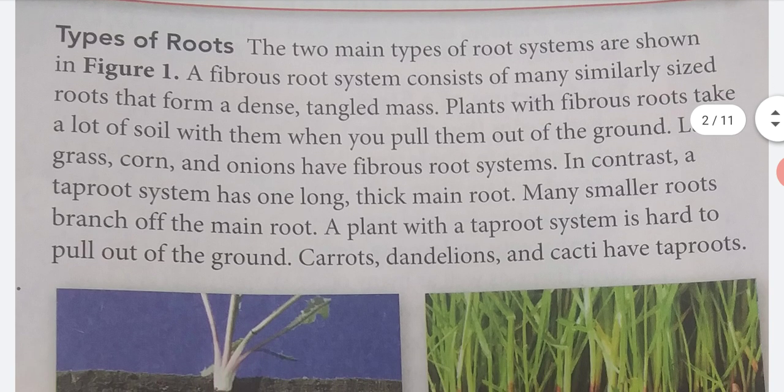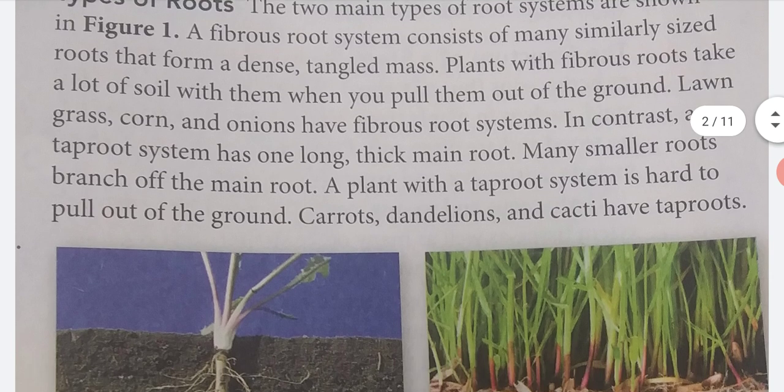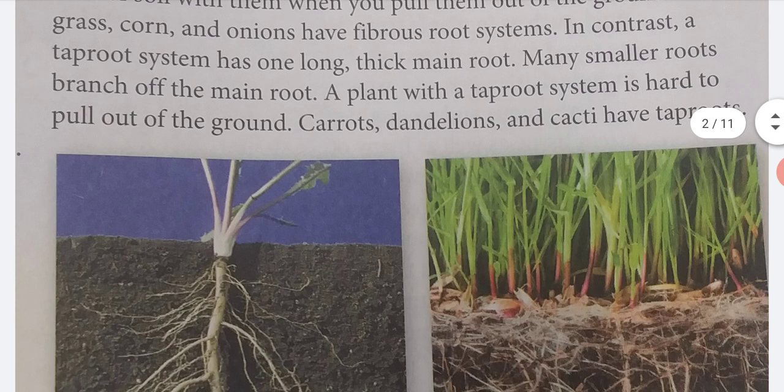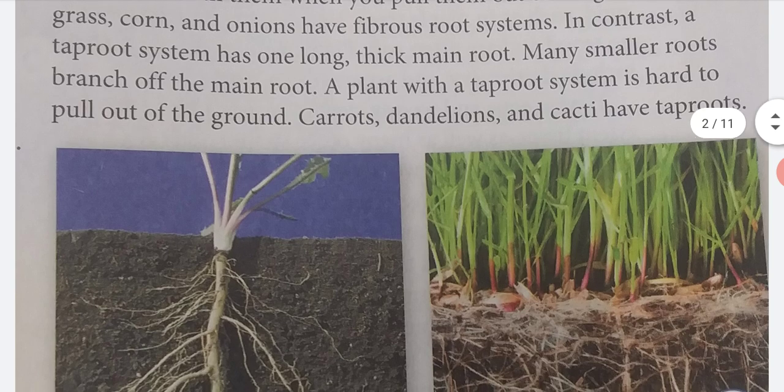Types of roots. The 2 main types of root systems are shown in Figure 1. A fibrous root system contains many similarly sized roots that form a dense, tangled mass. Plants with fibrous roots take a lot of soil with them when you pull them out of the ground. Long grass, corn, and onions have fibrous root systems. In contrast, a taproot system has one long, thick main root. Many smaller roots branch off the main root. A plant with a taproot system is hard to pull out of the ground. Carrots, dandelions, and cacti have taproots.